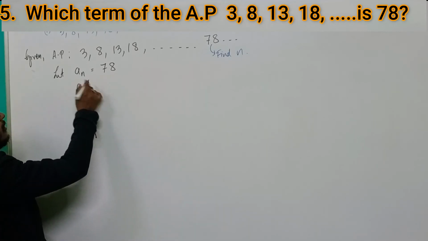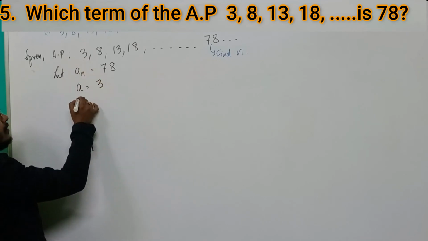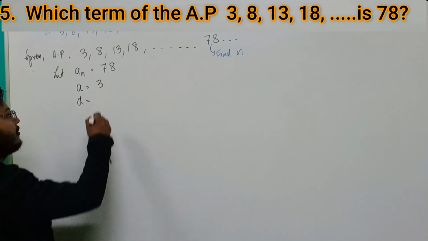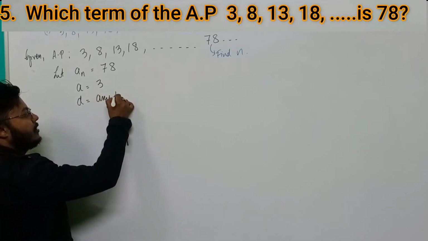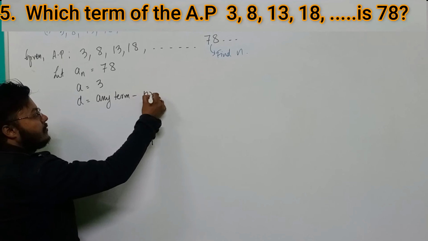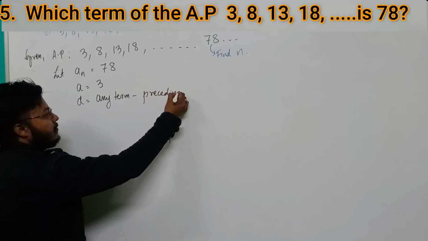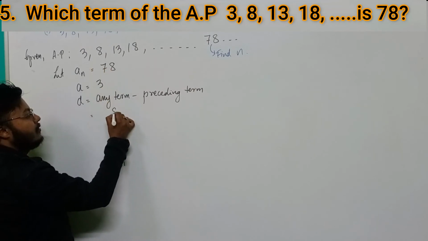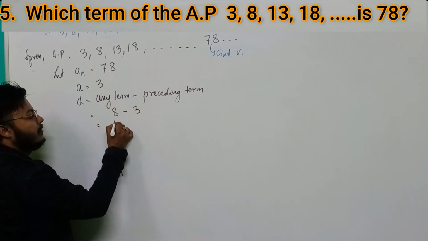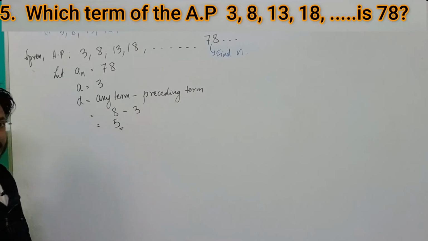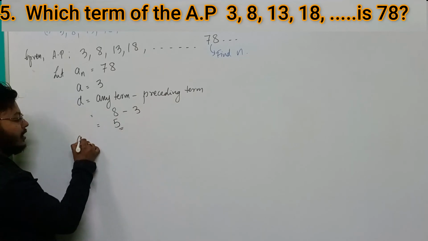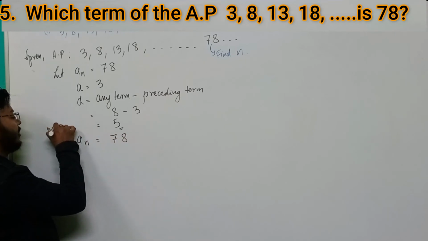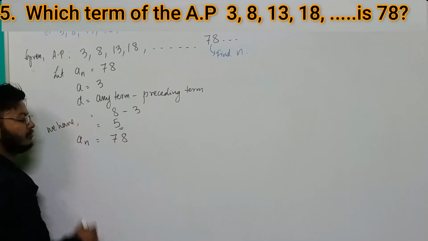Now what have they given? a is how much? 3. And now d, everyone, you know what the formula is? Any term minus the preceding term. So let us take the second and the first term only. So 8 minus 3 will be my 5. So d is my 5. So what do you have? An is equal to 78.